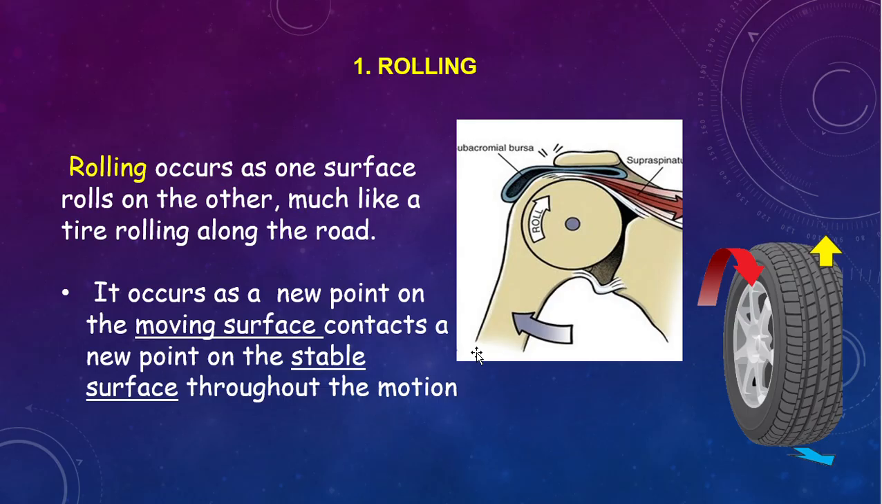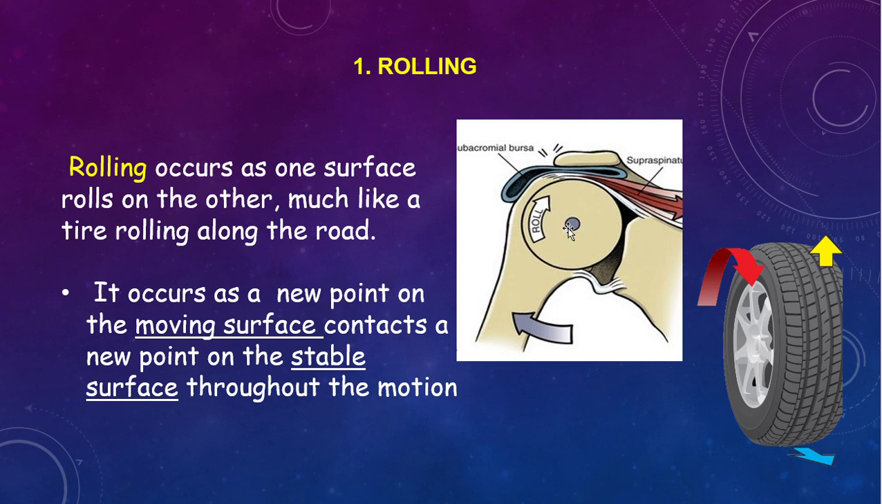Let's look at rolling, for example. The best way you can understand rolling is to imagine rolling the tire of a vehicle on the floor. Imagine you want to roll the tire of a vehicle on the floor. For the tire, while the tire is moving, a point on the tire will make a contact with a point on the floor, isn't it? For the tire to keep moving, another new point on the tire will make another contact with a new point on the floor, and that will have to continue. And that is why rolling is described as a movement that takes place when a new point on the moving surface, that is the tire, is making contact with a new point on the stable surface as the movement continues.